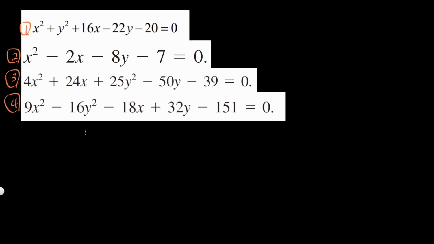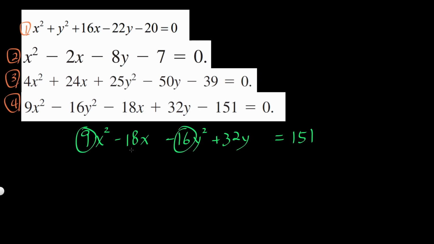The next one says 9x squared, and then I'm going to put the x's together, so minus 18x, put it right next to it, and then minus 16y squared plus 32y. And then I'm going to add 151 to the right side now, 151. Now when you look at it, they're both squared, so it's not a parabola. And the numbers are different, as well as the signs are different. So it's going to be a hyperbola.